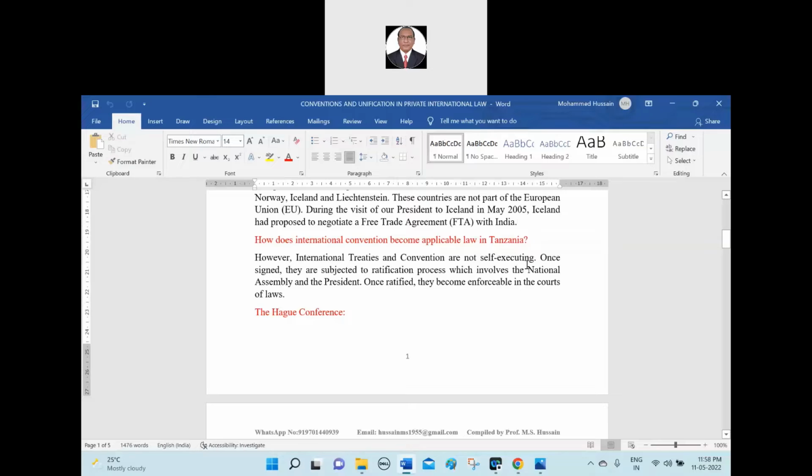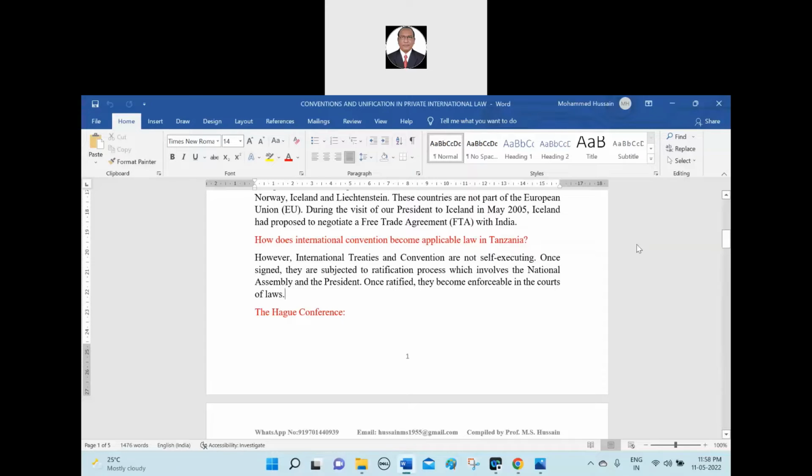Once signed, they are subjected to the ratification process, which involves the National Assembly, and the President has to give the assent, and then only it is published in the Gazette, and then it comes into force. At that time it is binding. Once ratified, they become enforceable in the courts of law. Is it clear? Say yes or no. That is domesticated, in other words. Yes, sir. Very good.